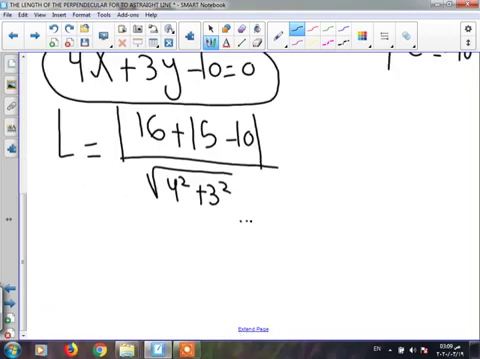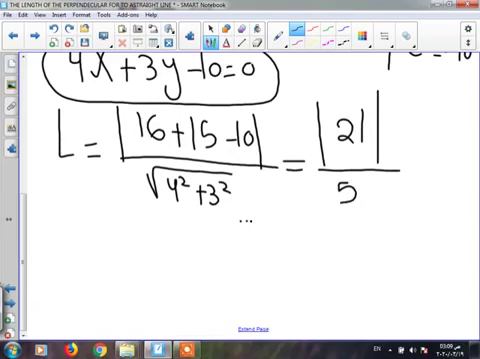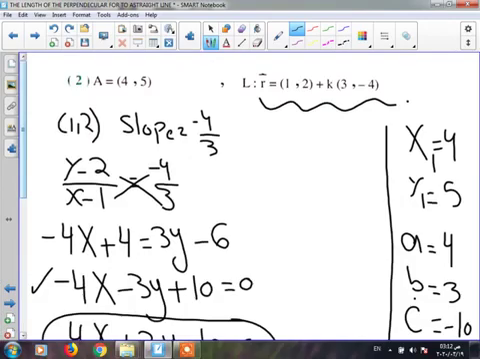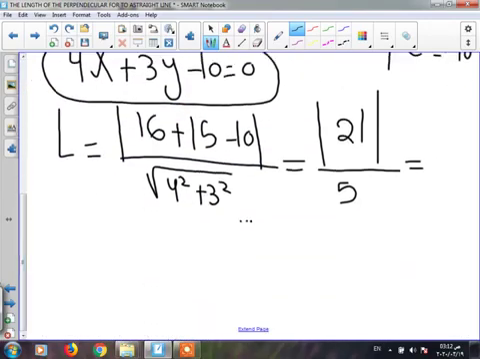It's going to be the absolute value of 16 plus 15, 31, minus 10, it's 21 over 5. So this will be 4.2 length units.